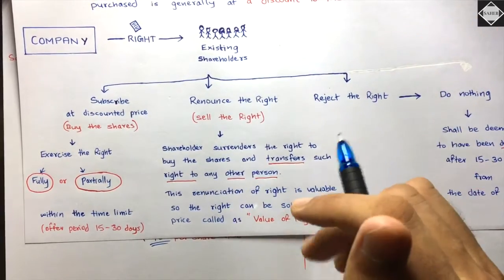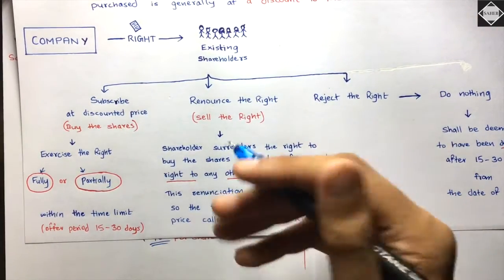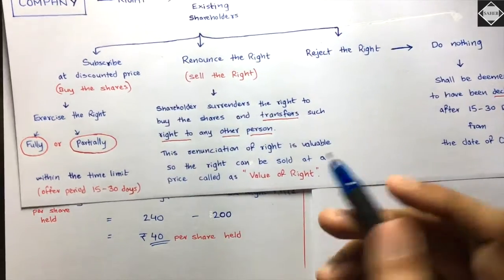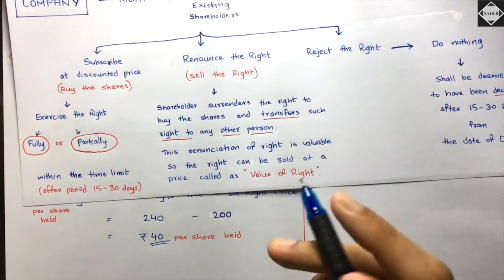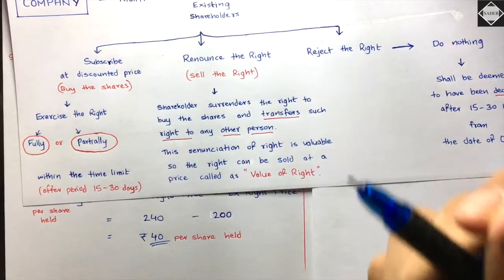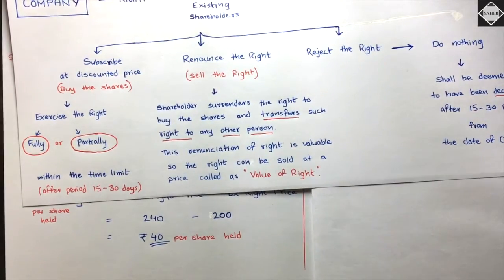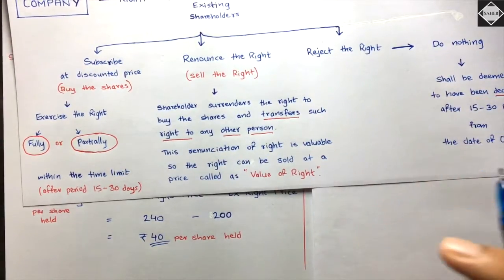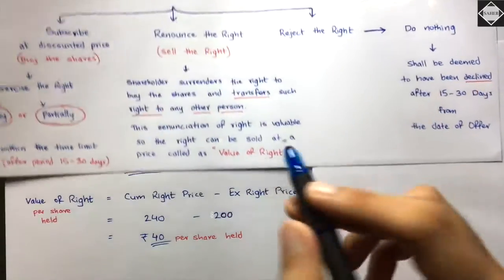You're selling the right. So if you are selling the right to any other person, then at what price are you going to sell? We call that the value of right. Whatever the value of that right is now, at that price you are going to sell the right. At that price, maximum. You can sell below that also. Fine. So that calculation we do.